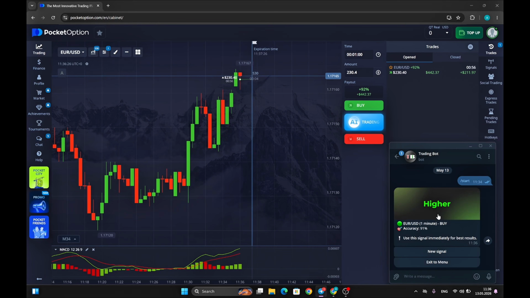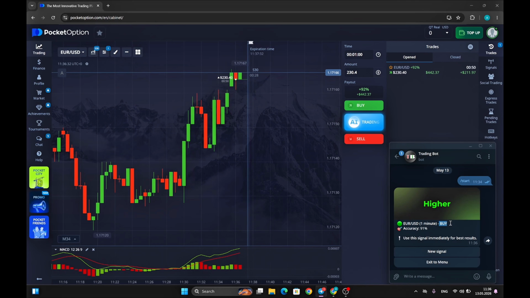Another key element is volatility analysis. The bot measures how fast and how strongly prices are moving. In periods of high volatility, the market can become unpredictable and signals may be less reliable. In lower volatility conditions, trends may be more stable but slower. The bot takes these factors into account and adjusts its signal generation accordingly.